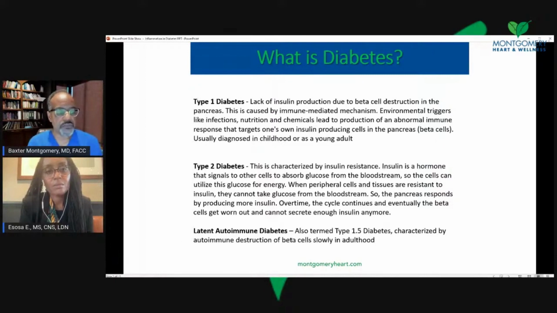Now, this latent autoimmune disease is kind of a 1.5 diabetes. We try to lump things in buckets.